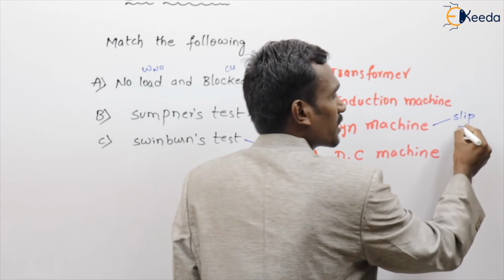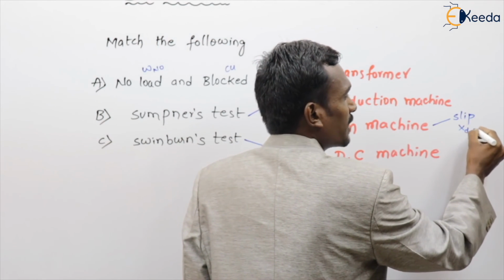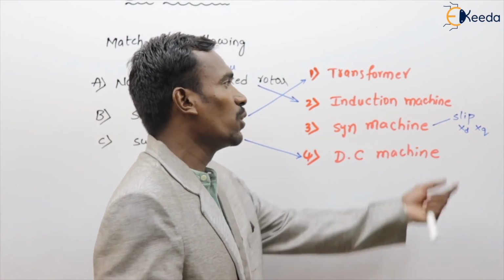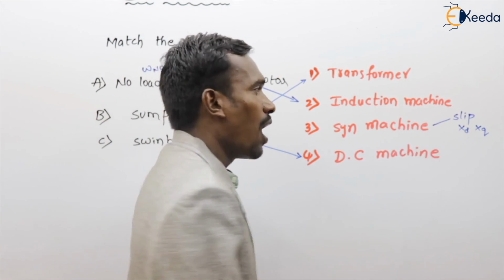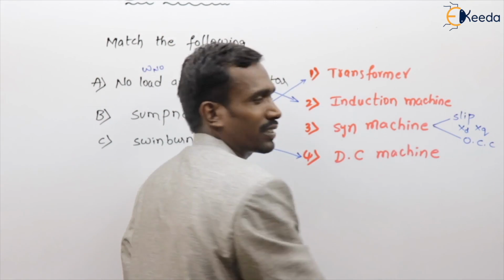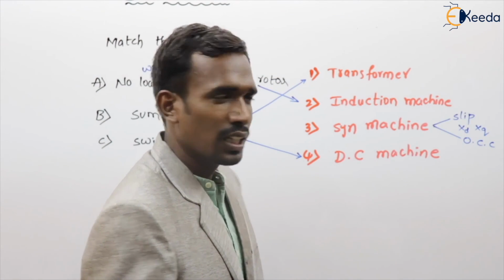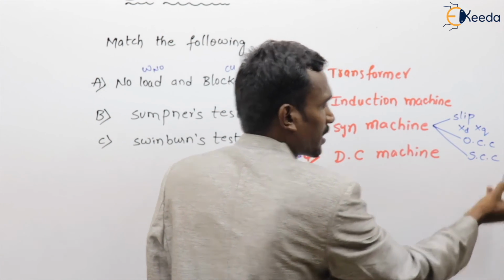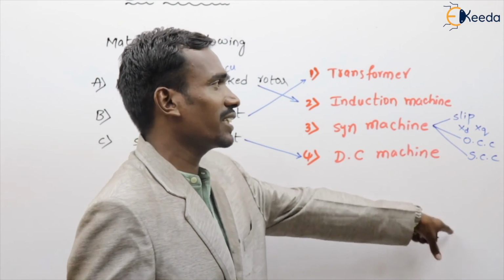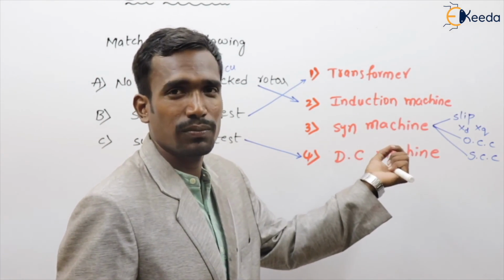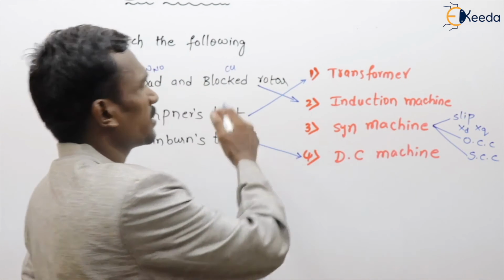To find out XD and XQ, we conduct the slip test. Of course, here we have the OC also. It is called the open circuit characteristics, OC test. Of course, we conduct the SC test also, short circuit characteristics. OC test, SC test, slip test. We have 3 tests in the synchronous machine. Right? So, this is about the question.